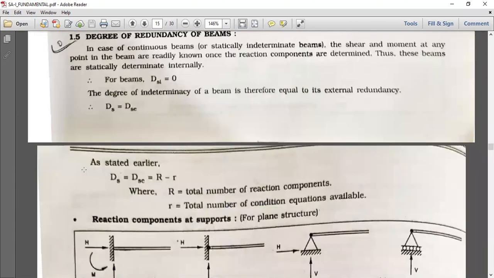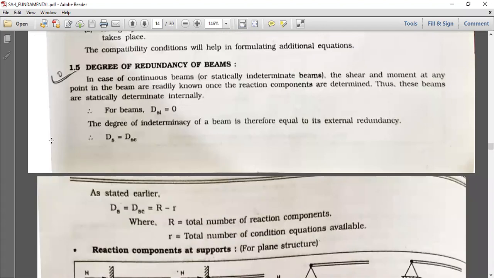In the next lecture, we are going to start our journey from the degree of redundancy of the beam.